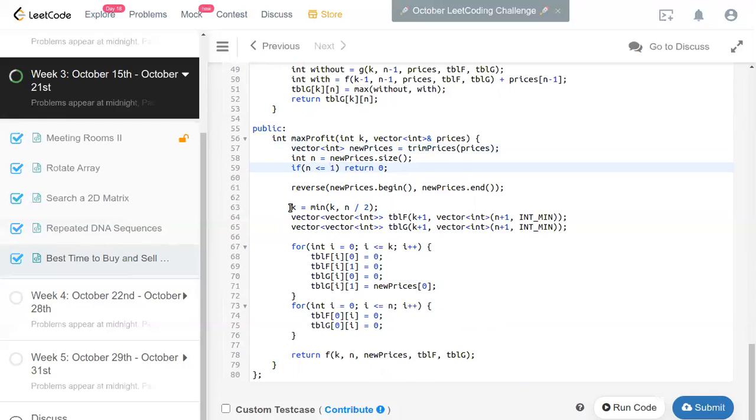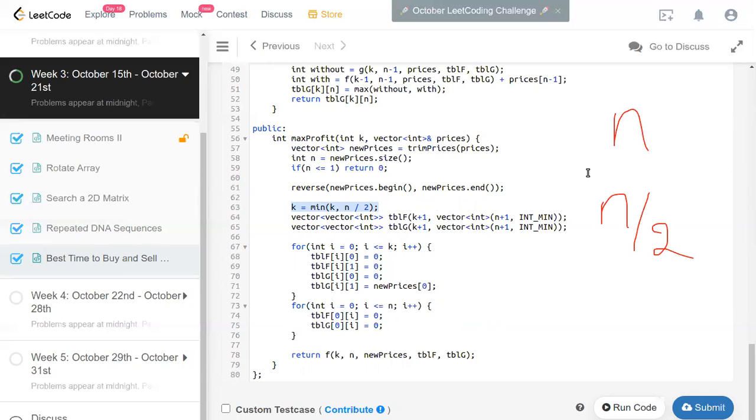Now again, k also could be a really huge value, but I'm not interested in higher k values because suppose there are n entries in the prices, we cannot make more than n by 2 transactions because a transaction needs 2 days, right? And they're not overlapping.